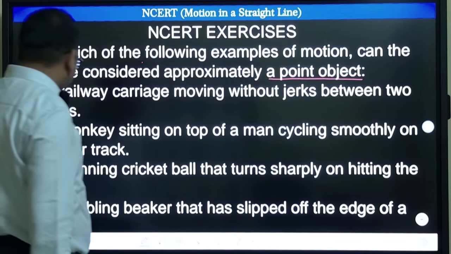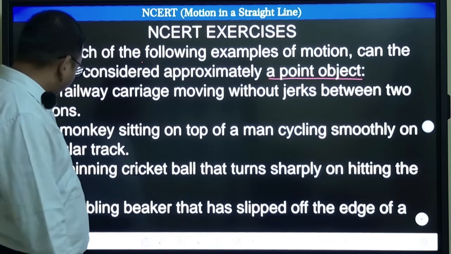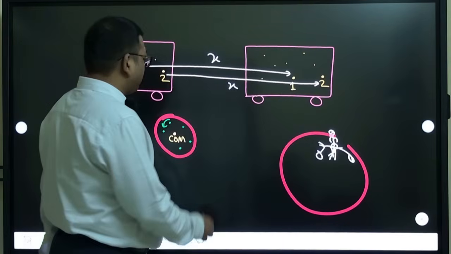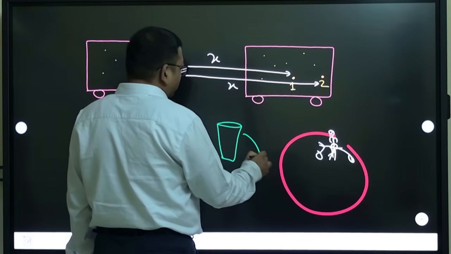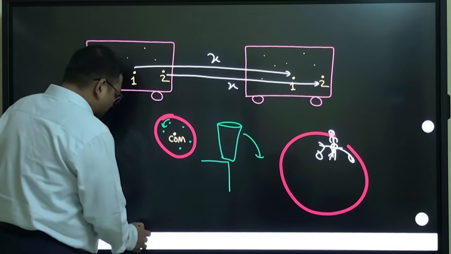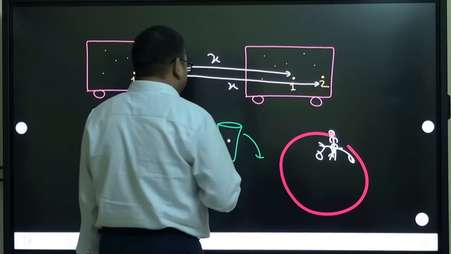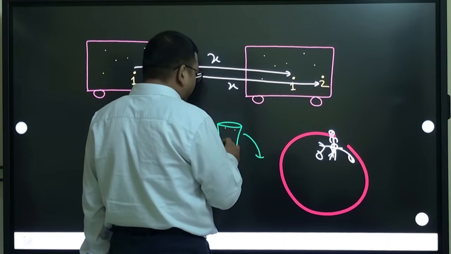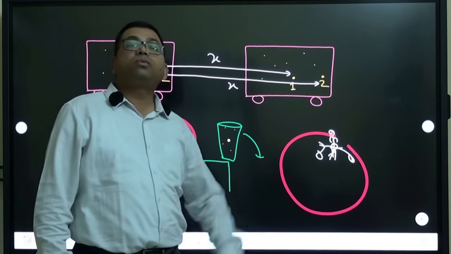Then next, a tumbling beaker that has slipped off the edge of a table. So tumbling beaker, again this is same like spinning. If you take a beaker like this, let us say there is a beaker and this has fallen from some table, then again there will be a point which will be the center of mass, right? And that will have linear motion, but all other points will be rotating about the center of mass, and they will also be moving forward.